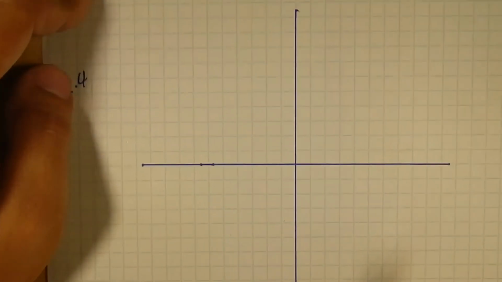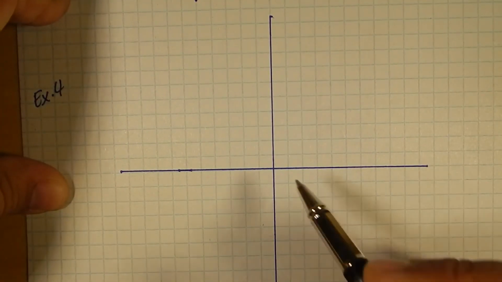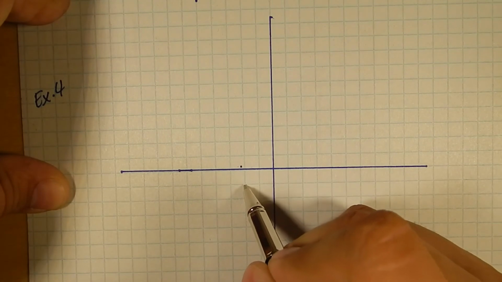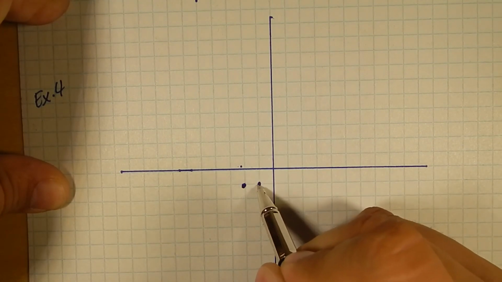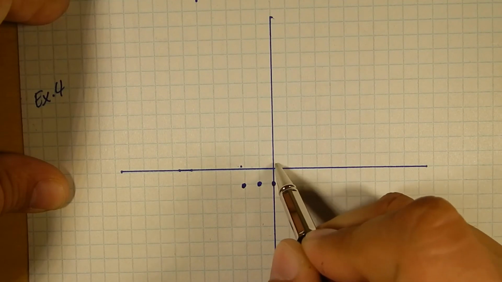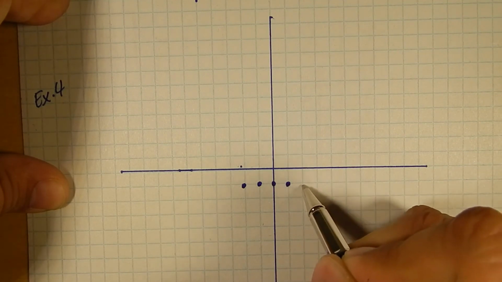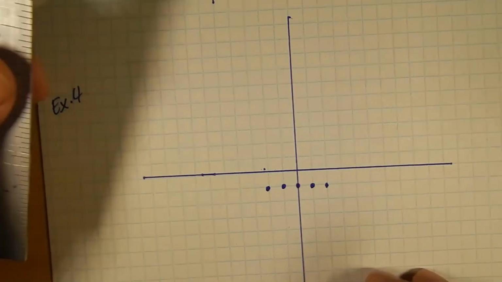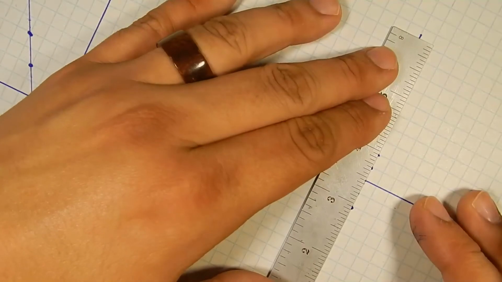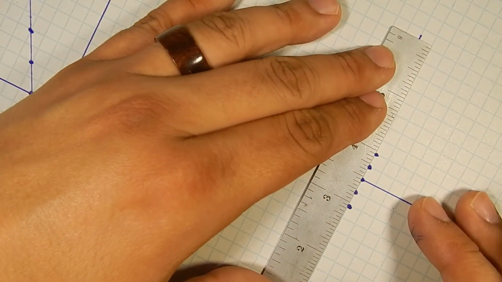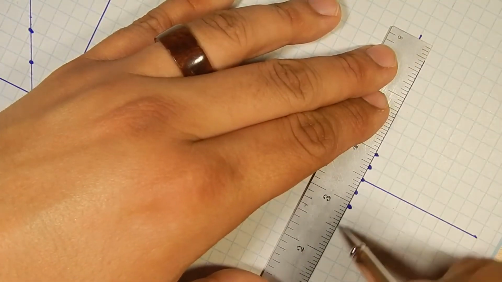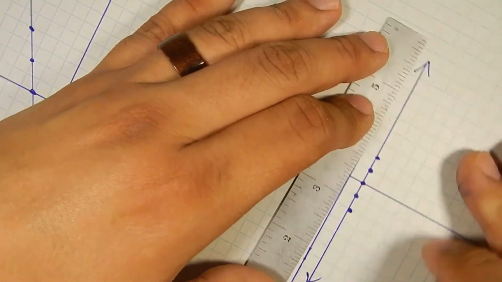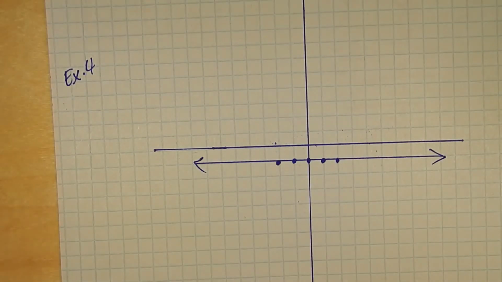Let me find a good spot here. Okay, so -2, -1, -1, -1, 0, -1, 1, -1, because y is -1. So we see this pattern develop. All of the y values are -1s. This gives us a horizontal line. So if you have y equals some number, that's going to give you a horizontal line at that number.